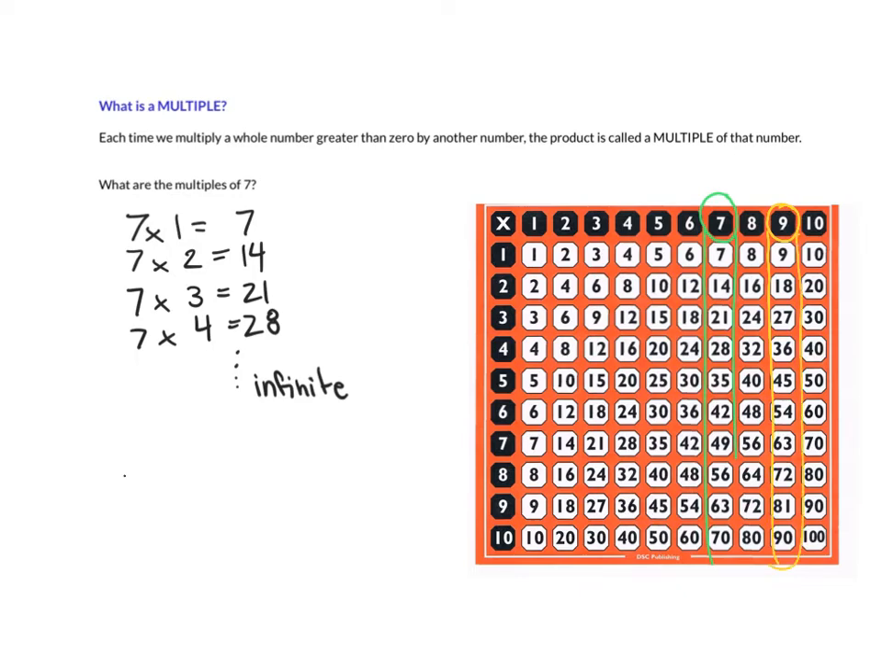So under 50, it would be 9. 9 times 2 equals 18. 9 times 3 is 27. 9 times 4 equals 36. 9 times 5 is 45. And then the next one, 9 times 6 is 54, so you wouldn't put that one in.